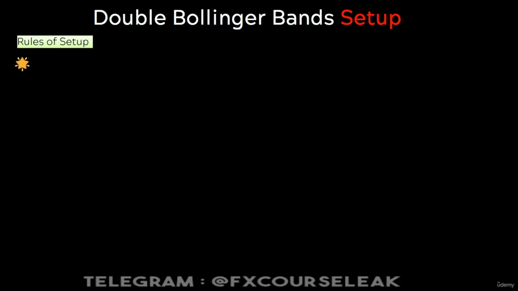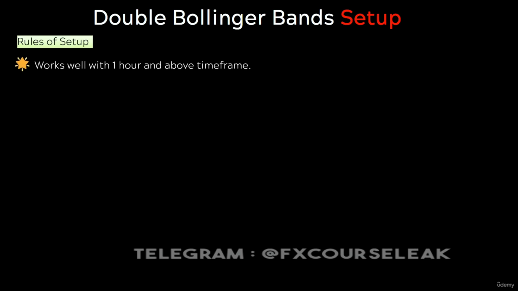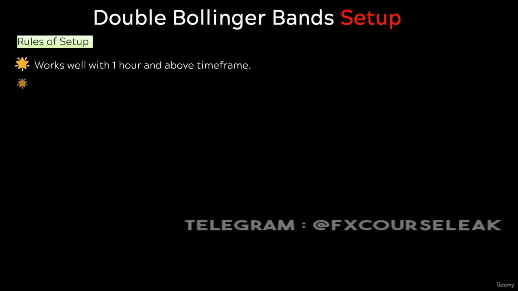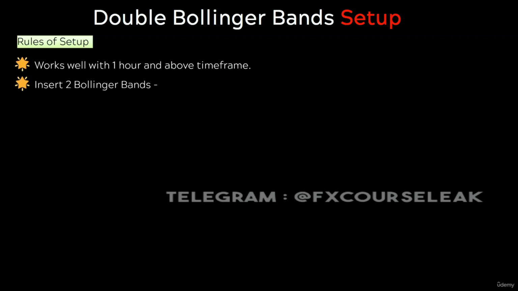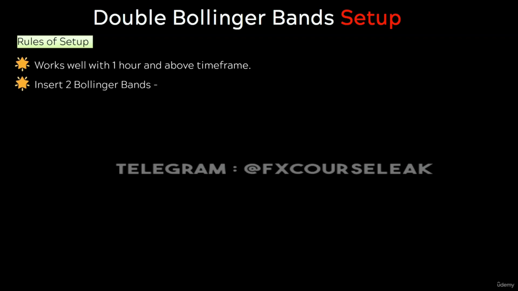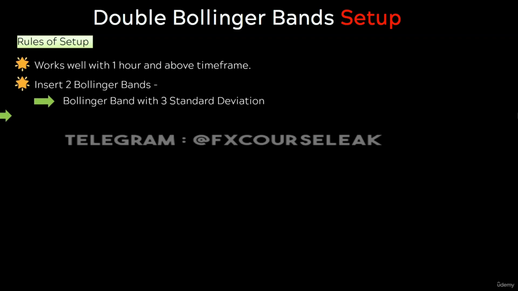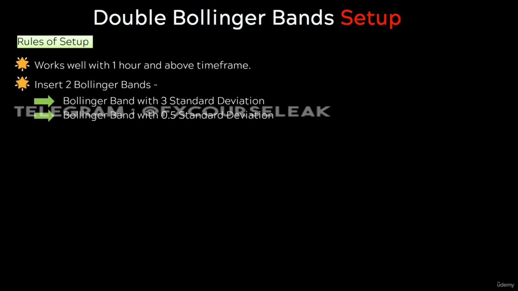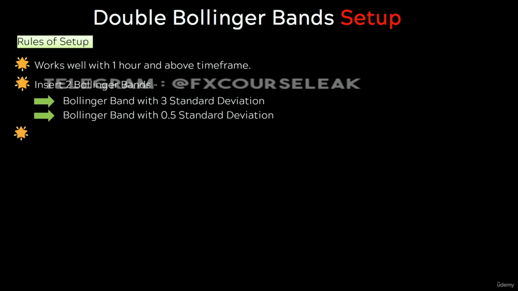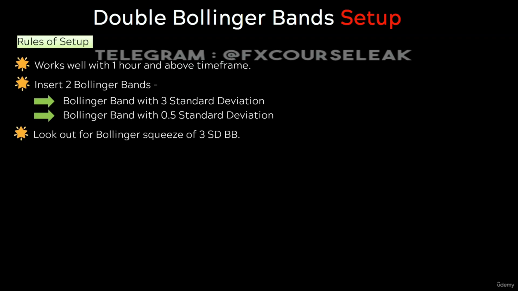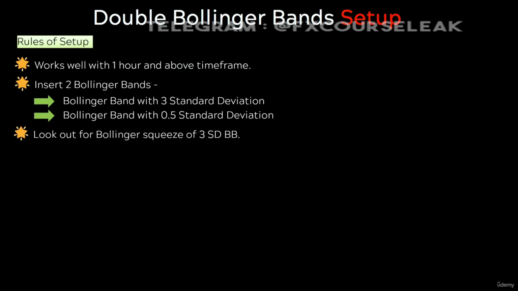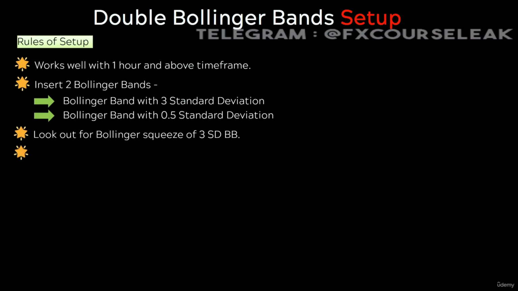Now the best period for this trading setup is 1 hour and above. Then we have to insert two Bollinger Bands, first with a 3 standard deviation parameter and second with a 0.5 standard deviation parameter. After this, we have to look out for the Bollinger Squeeze of 3 standard deviation Bollinger Band. Now this step is very important.